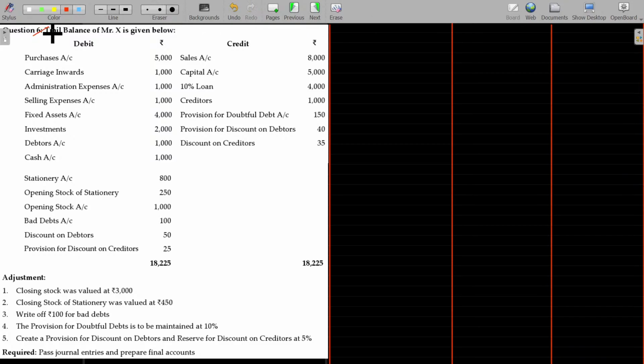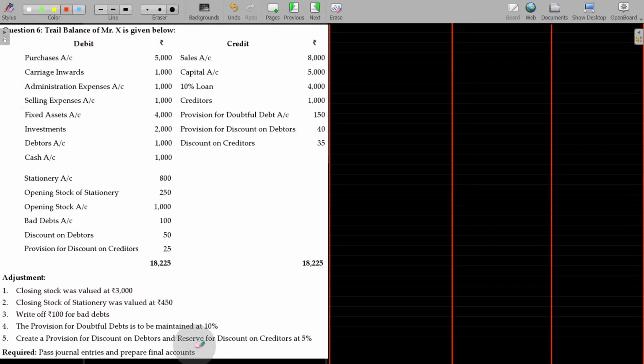In question number 6, we have been given 5 adjustments: pass journal entries and prepare final accounts. So without passing journal entries also we can do adjustments and prepare the final accounts. That's how we can do for comprehensive illustration.